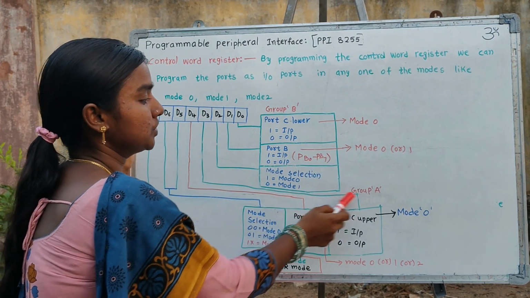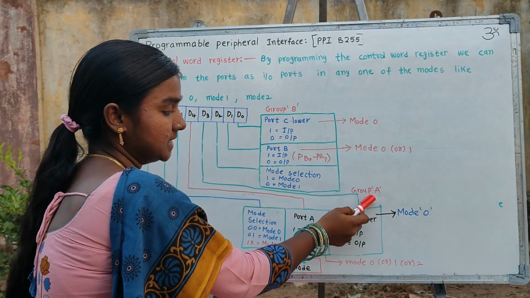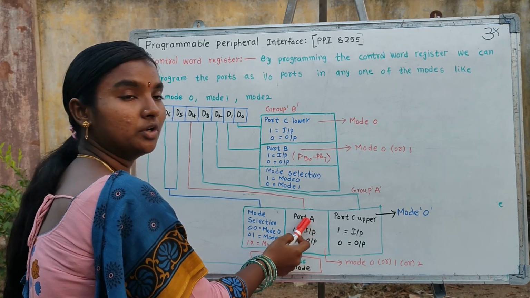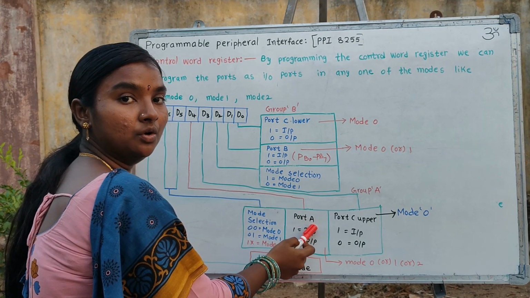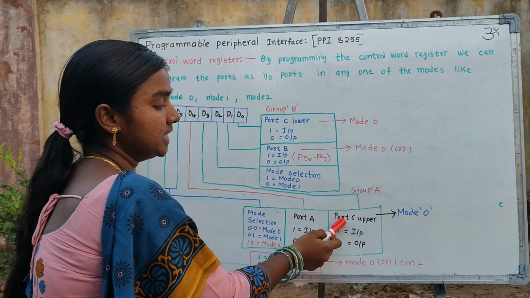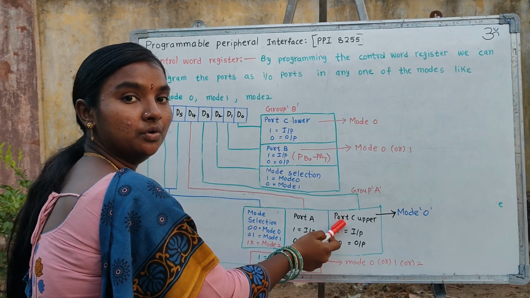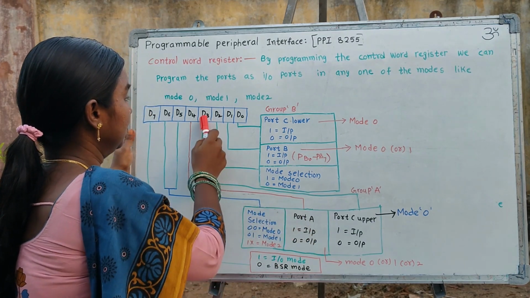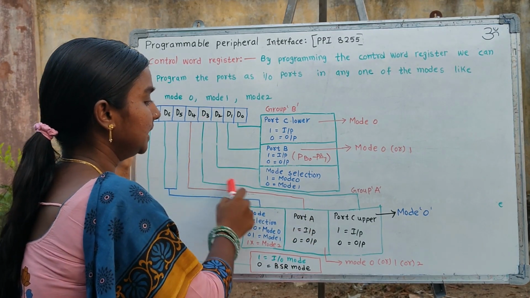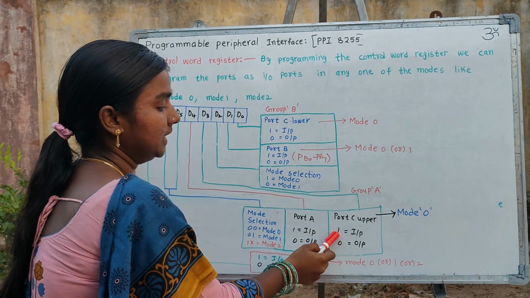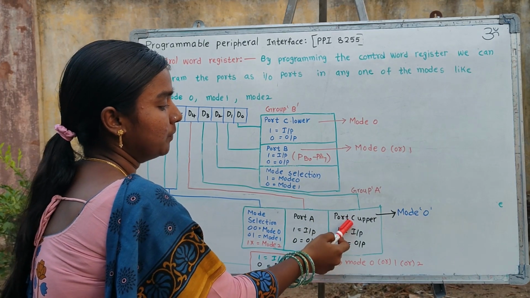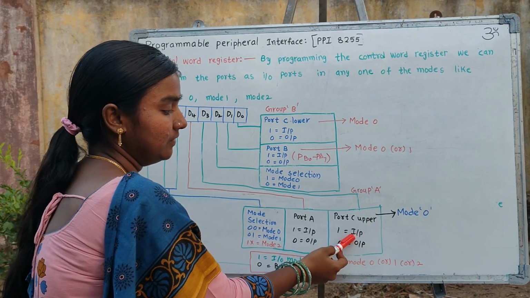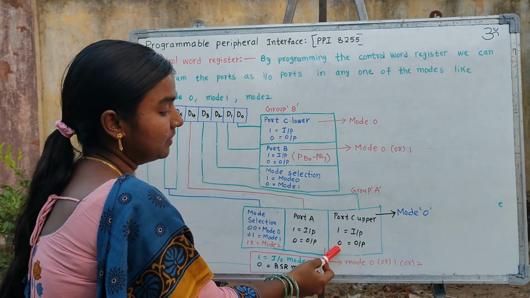Next, coming to group A. Group A consists of port C upper and port A. Port A means PA0 to PA7. Port C upper means PC4 to PC7. Here, considering the value on D3 bit, if D3 is 1, the port C upper lines, meaning PC4 to PC7, will act as input lines.